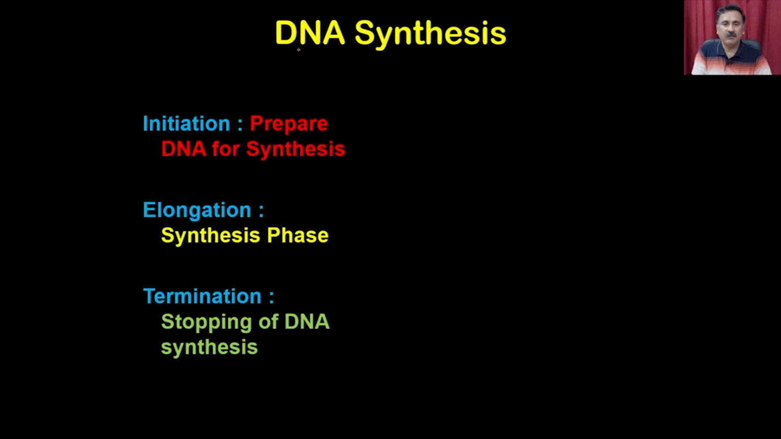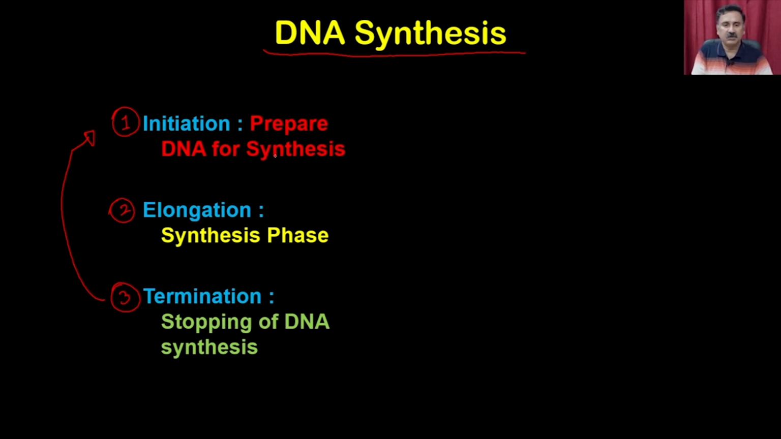So ideally, if you want to do DNA synthesis under in vitro conditions, you are going to perform these three steps in a repeated manner. After this termination, you are again going to do this, and then again do this. So you have to do this in a cyclic manner.